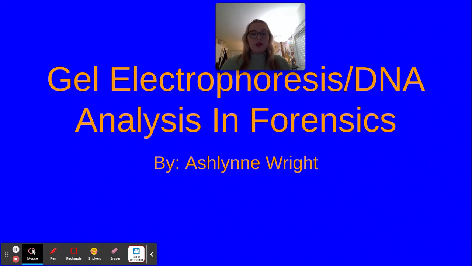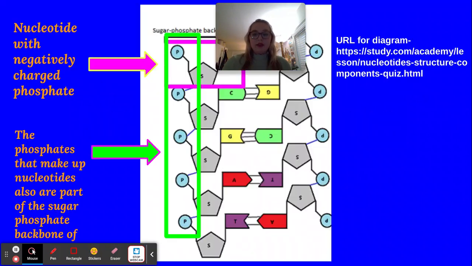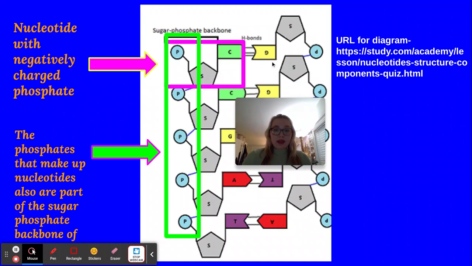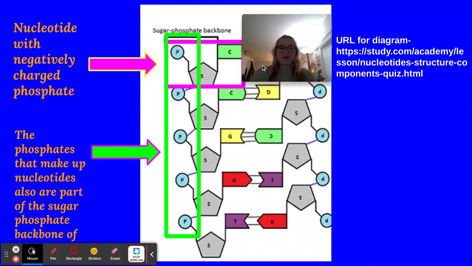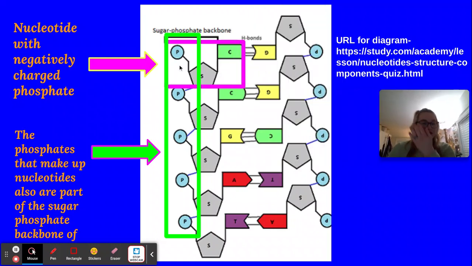DNA consists of a nucleus that houses nucleotides. Nucleotides consist of phosphates, which are negatively charged. As you can see here, in the pink is a nucleotide, and in the green are phosphates. The phosphates that are part of nucleotides are also part of the sugar phosphate backbone of DNA.